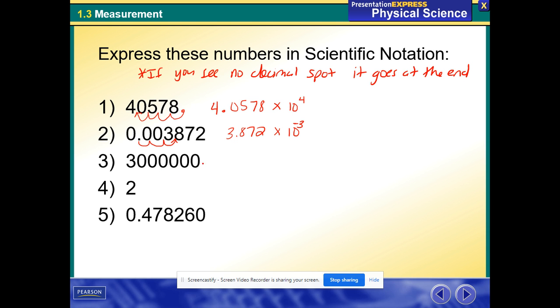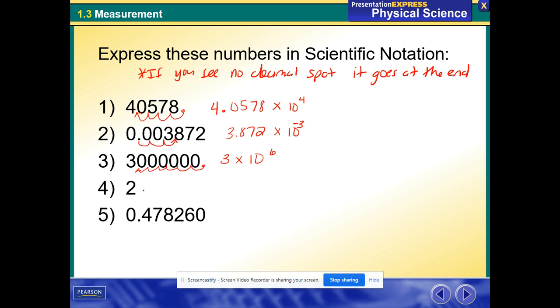On number 3, we don't see a decimal, so again, you assume that it's at the very end, and you're going to want to move it where there's only one non-zero digit in front of it. So if we move it, we should get a 3. Times 10, well, how many times did I move it? 1, 2, 3, 4, 5, 6 times. How do we know if this stays positive or not? Well, notice 3,000 is bigger than 1, so it's positive.